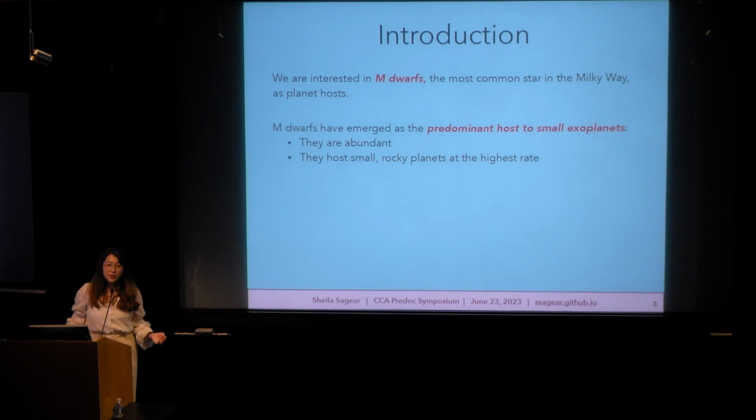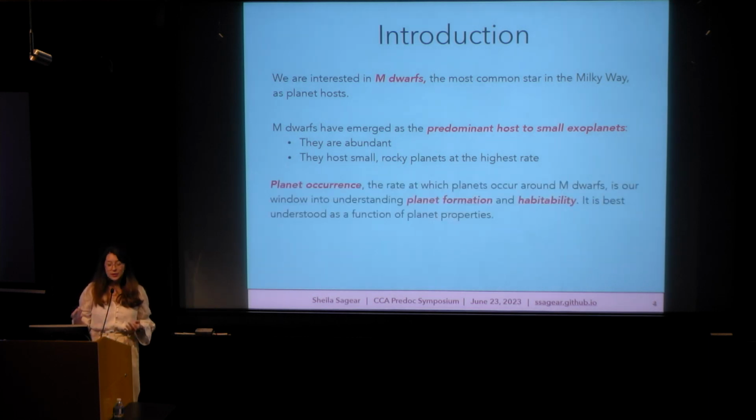There are a couple of reasons for this. One is that M-dwarfs, like I said, are extremely abundant. About 80% of the stars in our galaxy are M-dwarfs, so statistics is on our side there. They also host small rocky planets at the highest rate, actually higher than even FGK stars like our own sun.